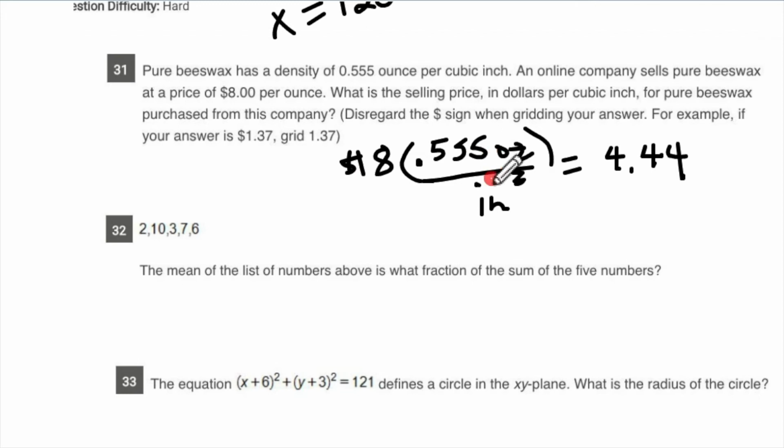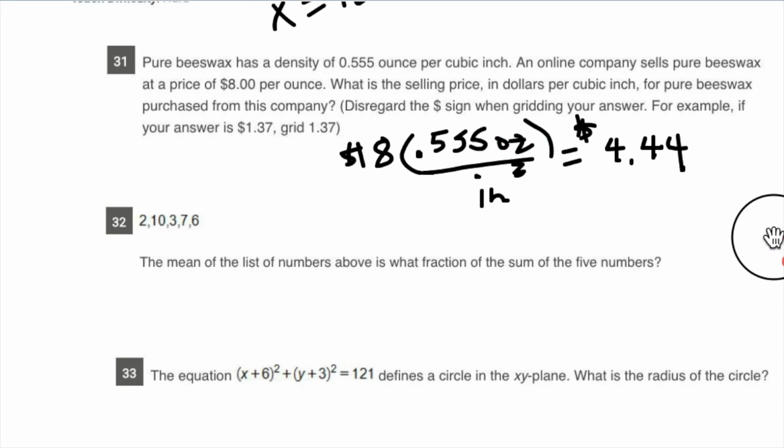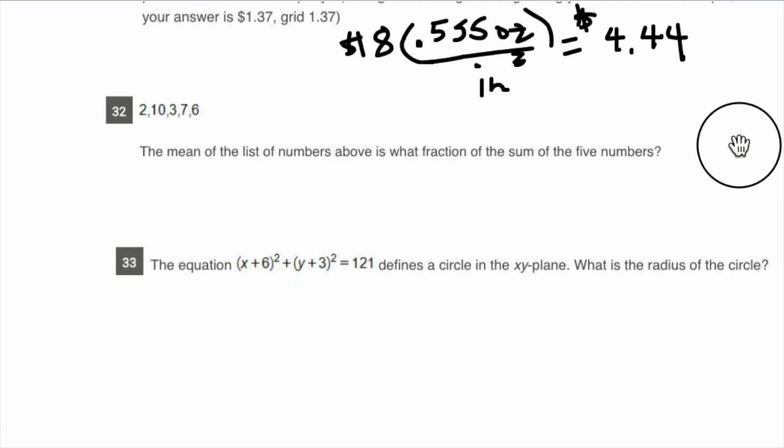This is the ounces per cubic inch, and they want to know the dollars per cubic inch. So we multiply it times the dollar, and we get the dollar amount. Dollars were in the numerator because it wants dollars per cubic inch. That's why I multiplied and didn't divide when I wasn't sure which way to do it. Okay, tricky. All right, 32 is also a medium problem.